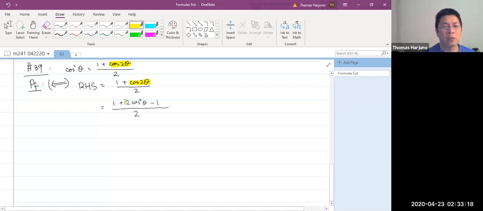Now, if you ask me, Thomas, how do we know that we will use that one? Well, because all these formulas only involve cosine 2 theta and cosine theta, so I will change it to only the cosine theta version. From there you notice that 1 minus 1 is 0, so I get only 2 cosine squared theta over 2, which is cosine squared theta. That's our left-hand side. That's the end of the proof.